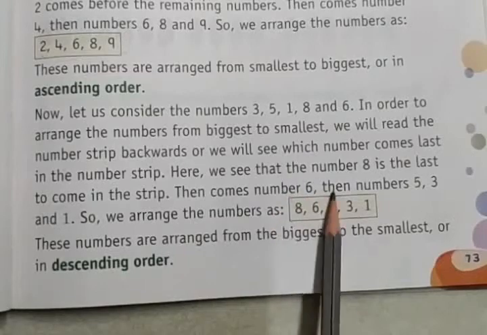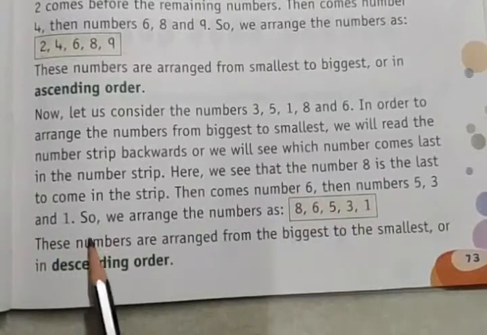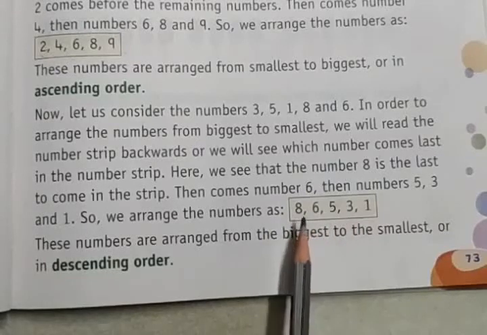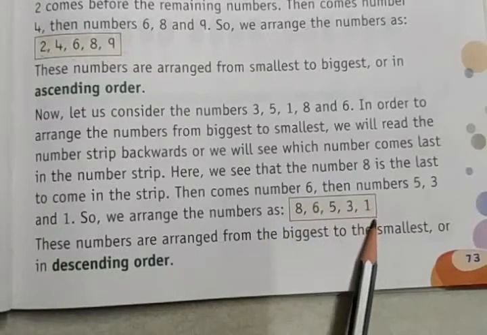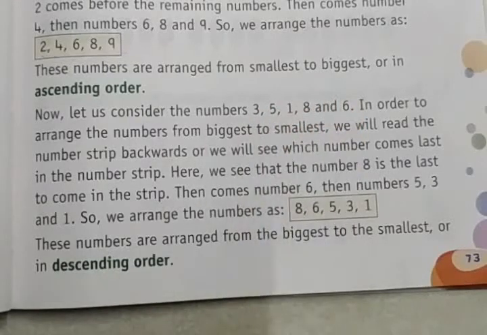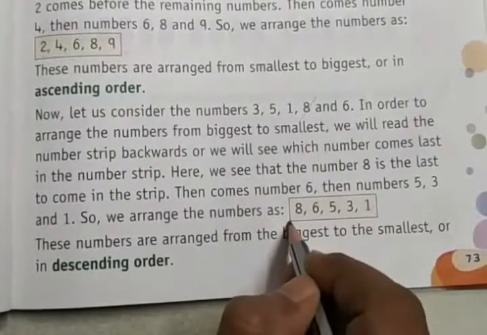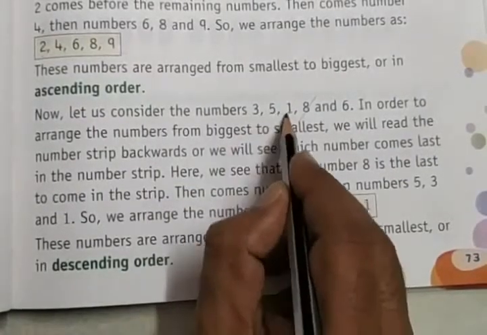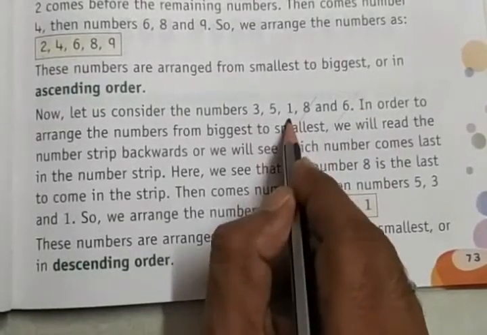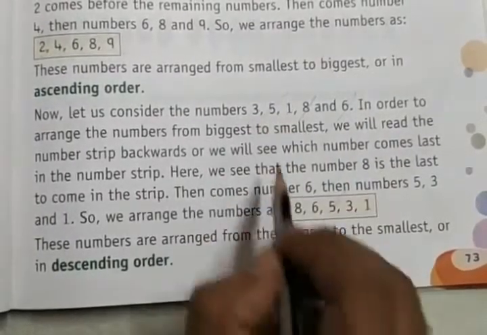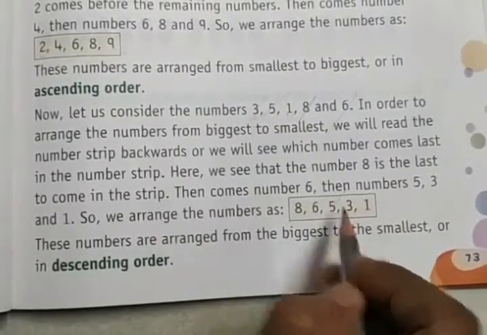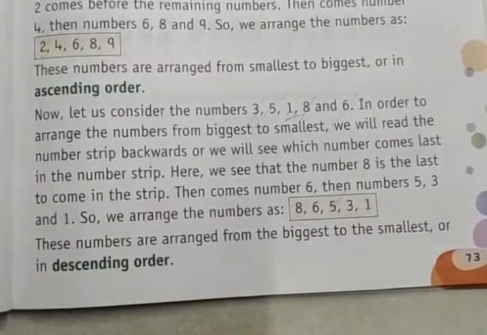Then comes 6, then comes 5, then comes 3, then comes 1. So we arrange these numbers as 8, 6, 5, 3, 1. For the numbers 3, 5, 1, 8, 6, first we need to find and write the biggest number. Among the remaining numbers the biggest is 6. Write the 6 here. Among these, the biggest is 5. Write 5. Among these two, which is the biggest? 3 is the biggest. Write 3. Finally, we write the number 1.